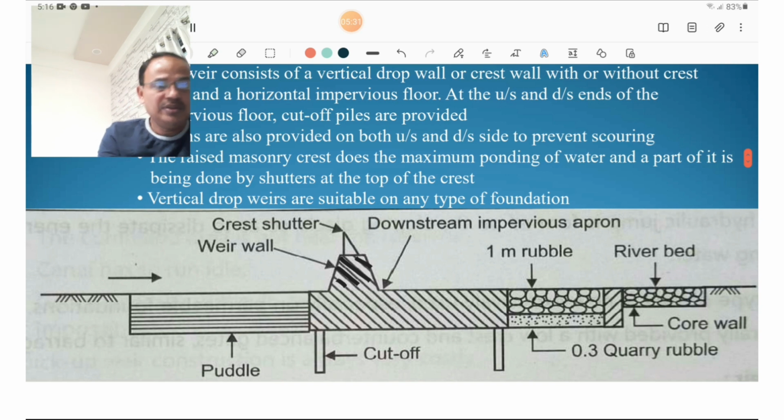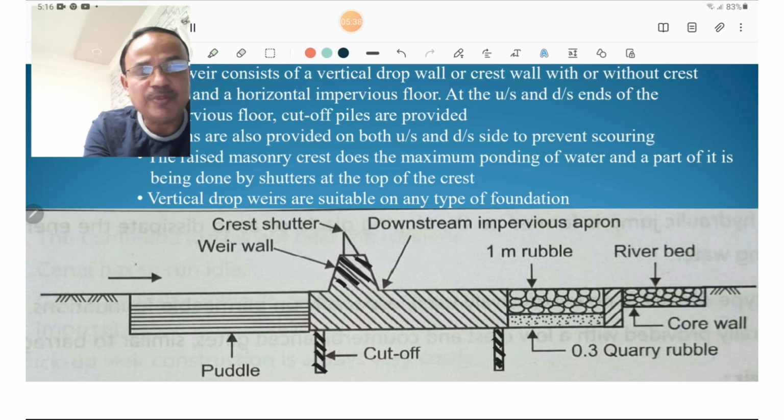This is the cutoff. This is the upstream cutoff. This is the downstream cutoff. In terms of piles, it is to be provided. And on the upstream side, this is the puddle clay, which is to be provided.